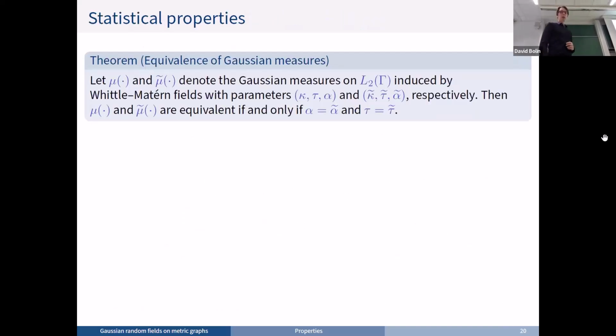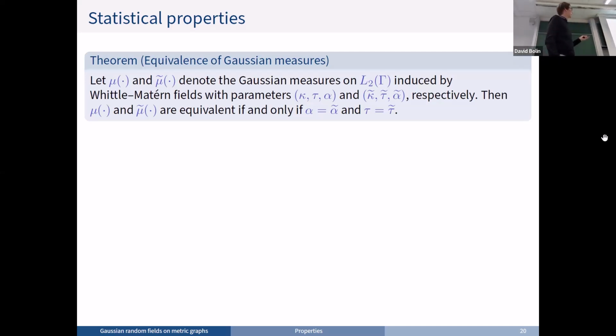Good. So then we can also provide more statistical properties of these models. One important thing, if you study asymptotic theory for likelihood estimation, is that one of the ways of showing that you can actually estimate parameters is by going through Gaussian measures. So what this theorem is saying is, if you don't know what a Gaussian measure is, no worries, but essentially any Gaussian process induces a Gaussian measure. If you take two of these Whittle-Matern fields with different parameters, say the first one has kappa, tau, alpha and the other one has some different parameters, then the corresponding Gaussian measures are equivalent if and only if they share the smoothness parameters and the tau parameters.